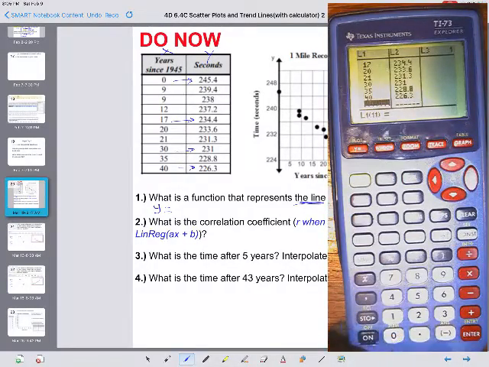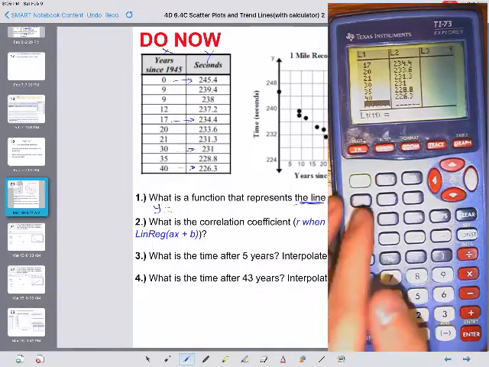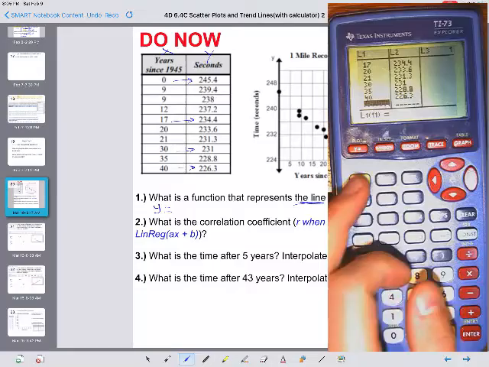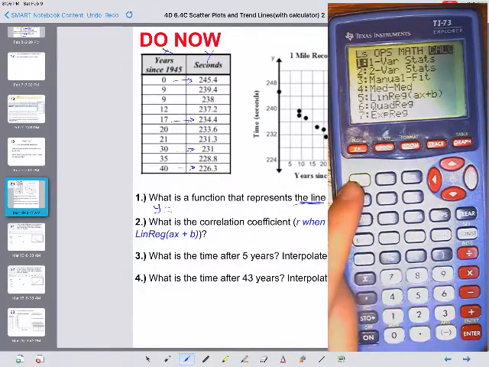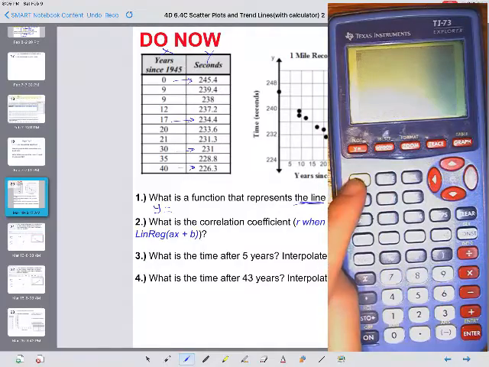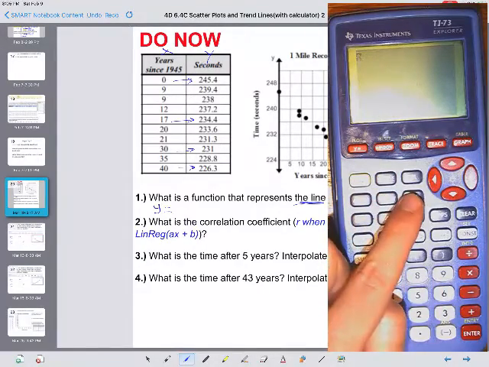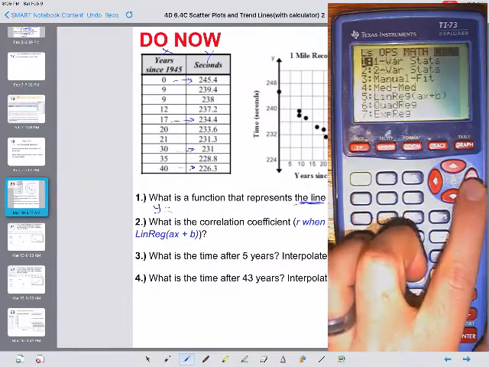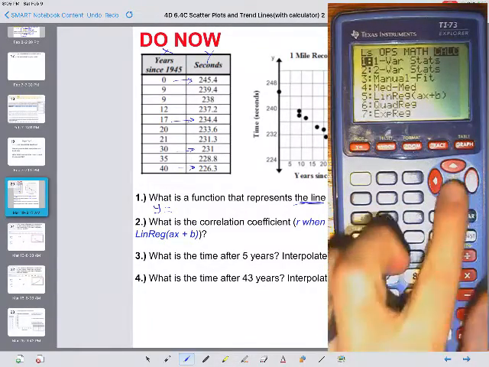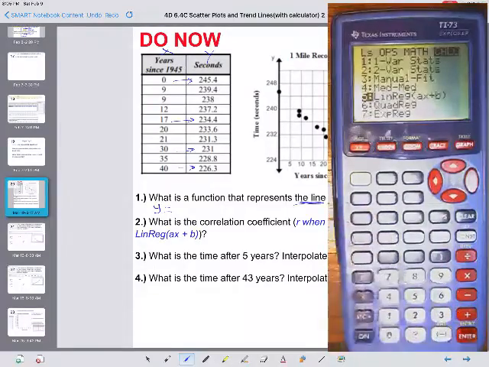Once that's done, we can just go straight to the linear regression function in the stats. So second, list, go over to calc. I'll do that one more time. We go second, the list button, and then we go over to calc, and we're going to go down to linear regression because we want the straight line equation to our data.